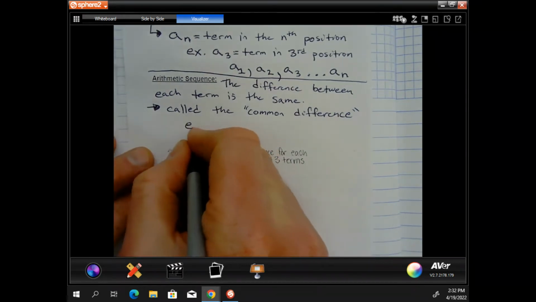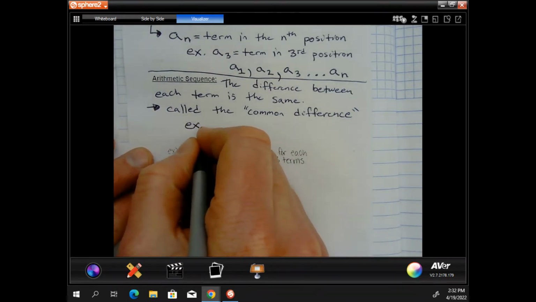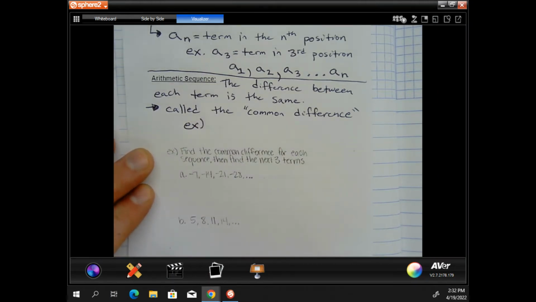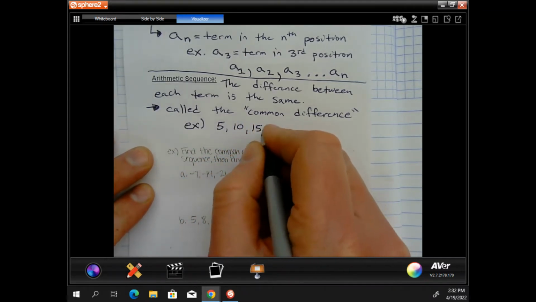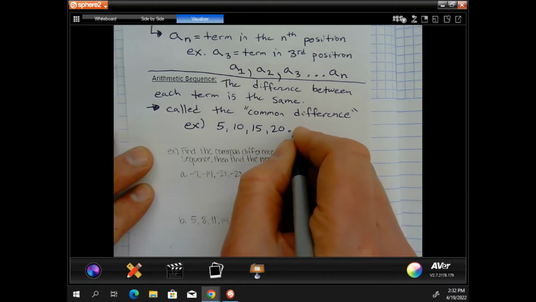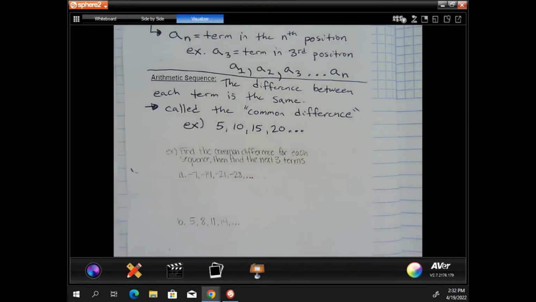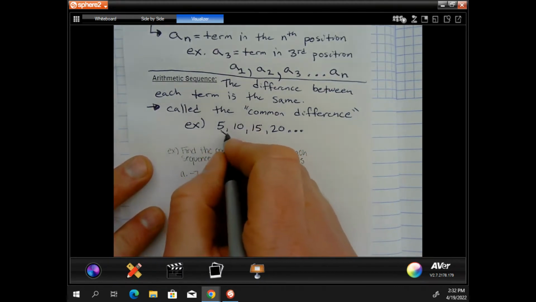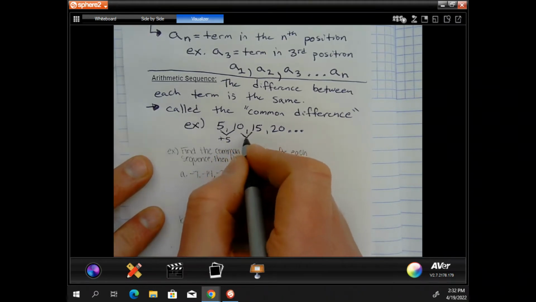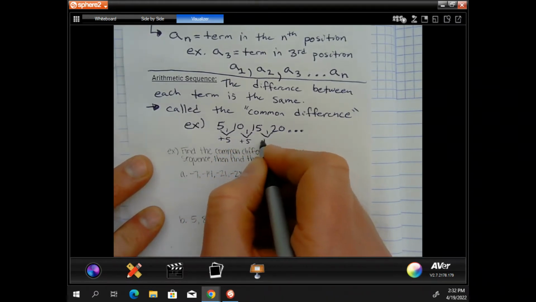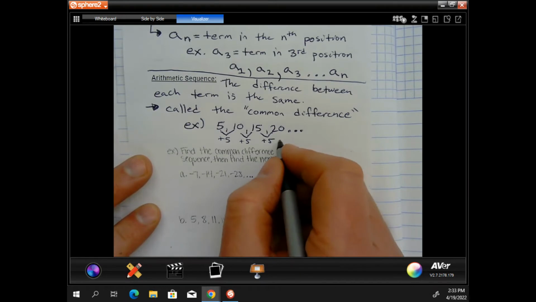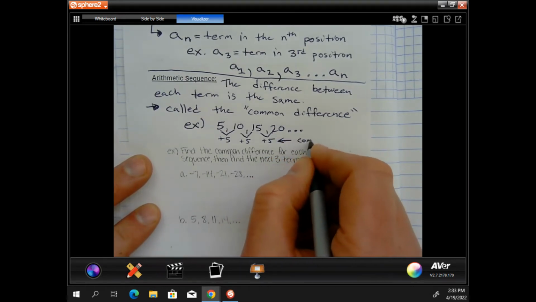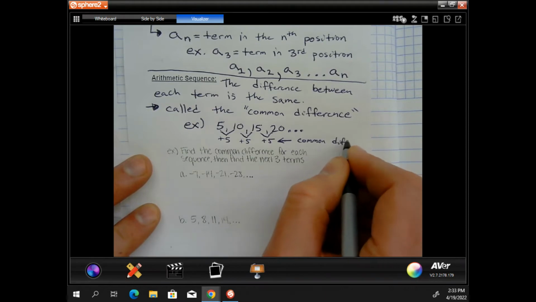So we write an example here. And we say, we just list 5, 10, 15, 20. It's going to keep going. Our common difference there is we're adding 5 each time. So we can see it's plus 5, plus 5, plus 5. That is what we call the common difference.